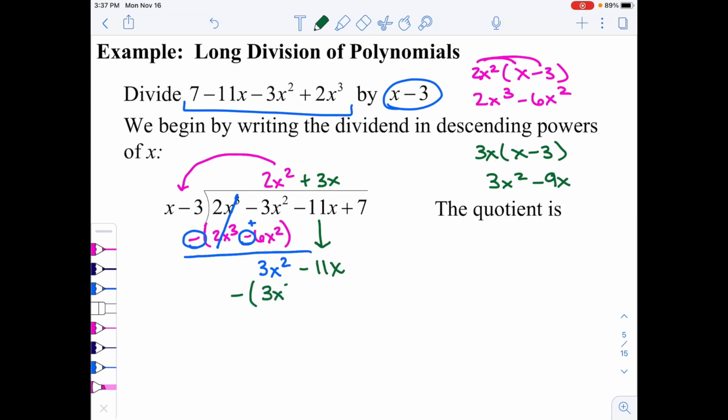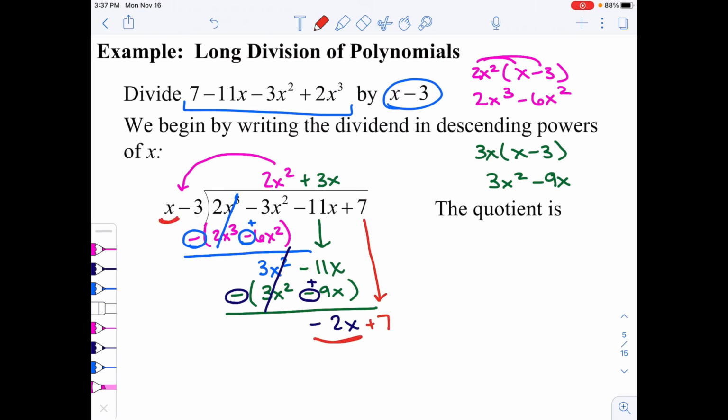So from this, I'm going to subtract a 3x squared minus 9x. And if I do that subtraction, 3x squared minus 3x squared cancels out. Again, a minus a negative means I have a plus. So a negative 9x with a plus, negative 11x with a plus 9x is going to leave us with a minus 2x. And again, we need to bring down that last piece, plus 7.